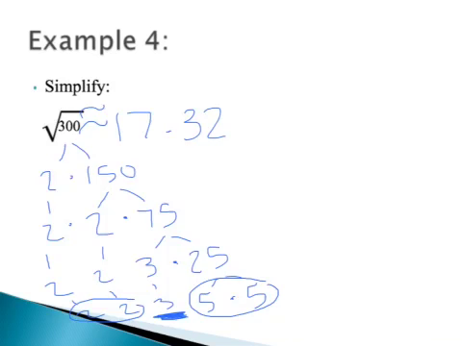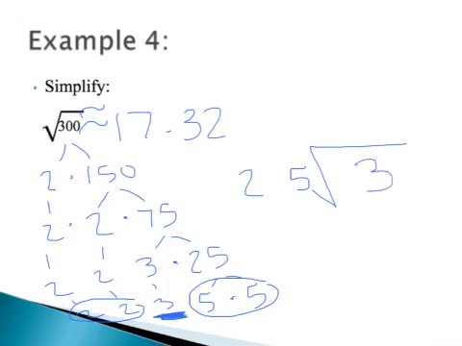So now we're going to write our answer. To write our answer, we're going to draw our house, which is our square root symbol. And remember, the buddies can go outside. So the 2's have buddies, so we can take a 2 outside. And then the 5's have a buddy, so they can go outside. And then this poor lonely 3's left over, so he has to stay inside the house.